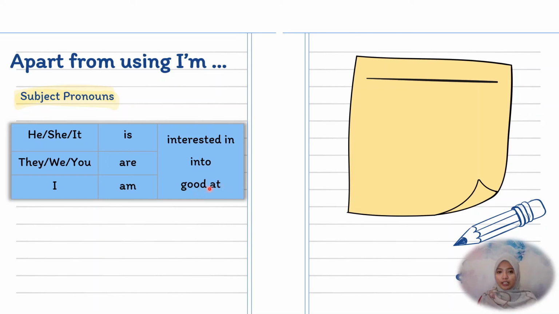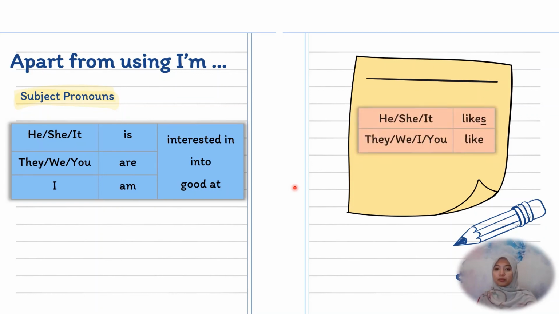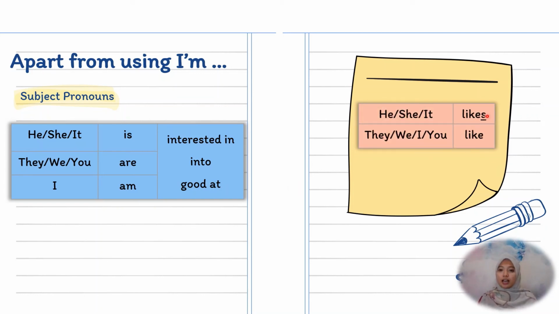But dekat sini Ustazah tulis 3 je. Why? Kenapa Ustazah tulis 3? Because another situation is when we use like. Maksudnya kalau kita gunakan like tu, dia ada satu penambahan lain, iaitu kita kena either tambah s ataupun tak ada s. Why? Itu memang syaratnya lah. Okay, so like is a verb. Okay, likes dengan like ni adalah verb. Bezanya adalah ada s dengan tak ada s.